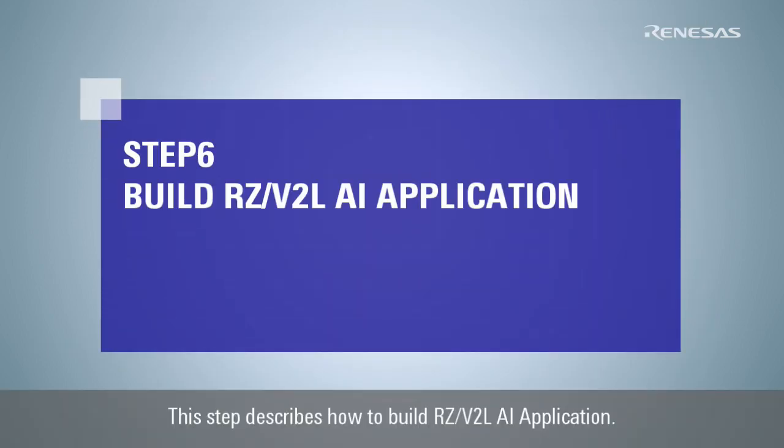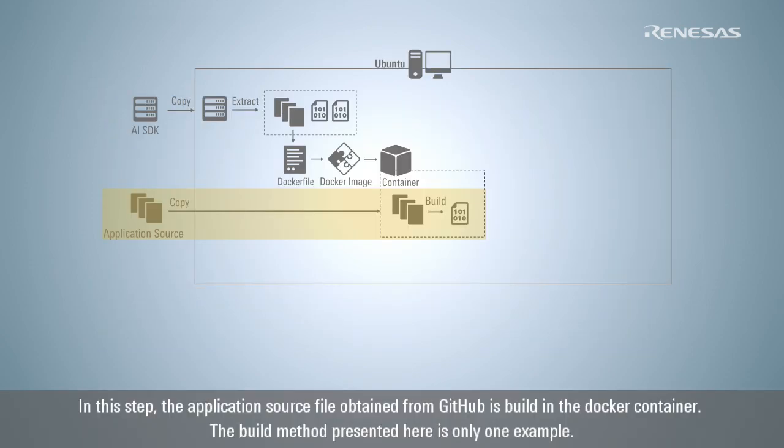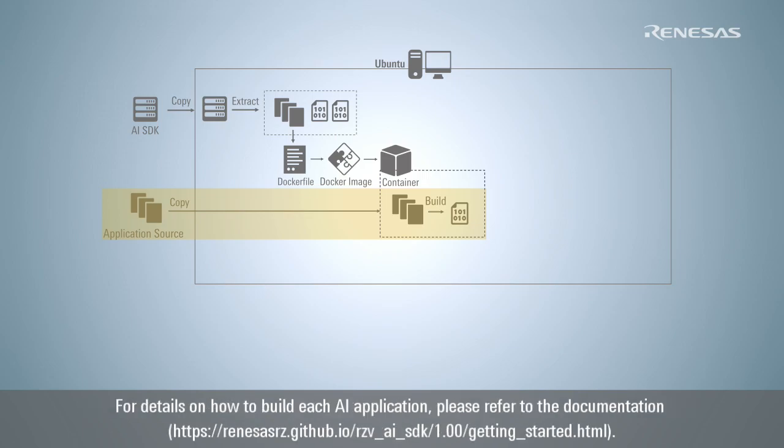This step describes how to build RZ V2L AI application. In this step, the application source file obtained from GitHub is built in the Docker container. The build method presented here is only one example. For details on how to build each AI application, please refer to the documentation.